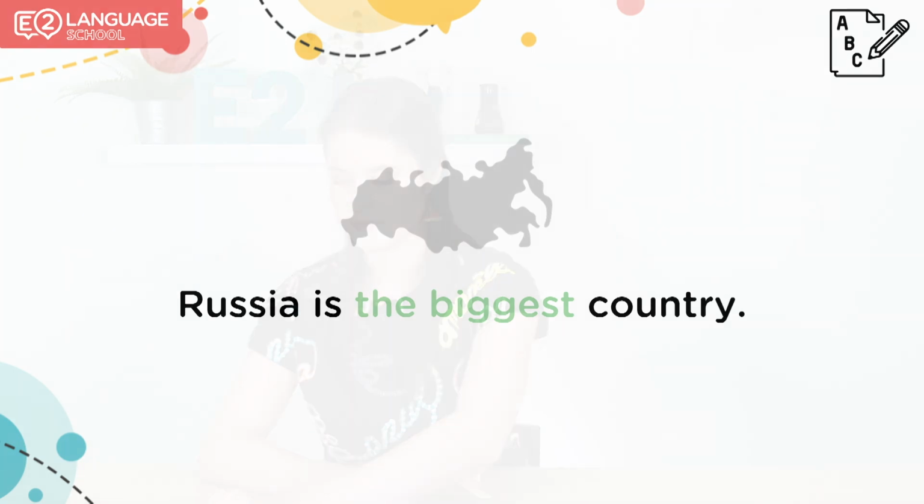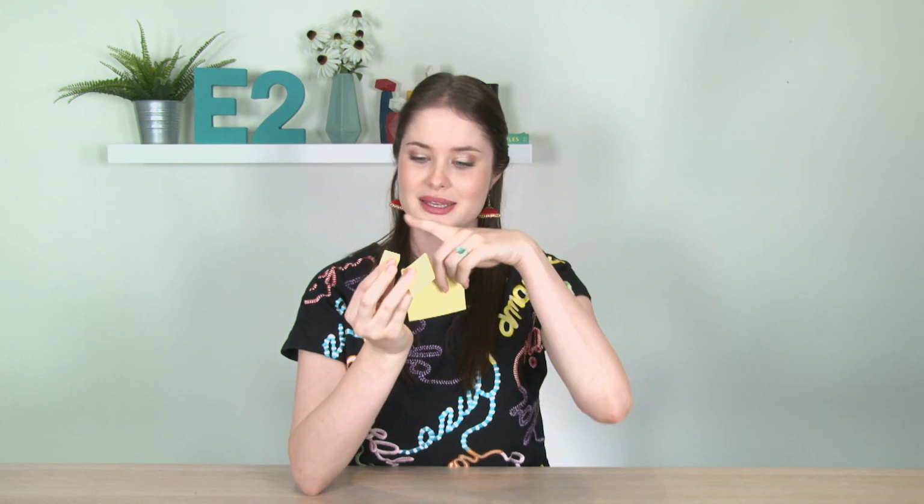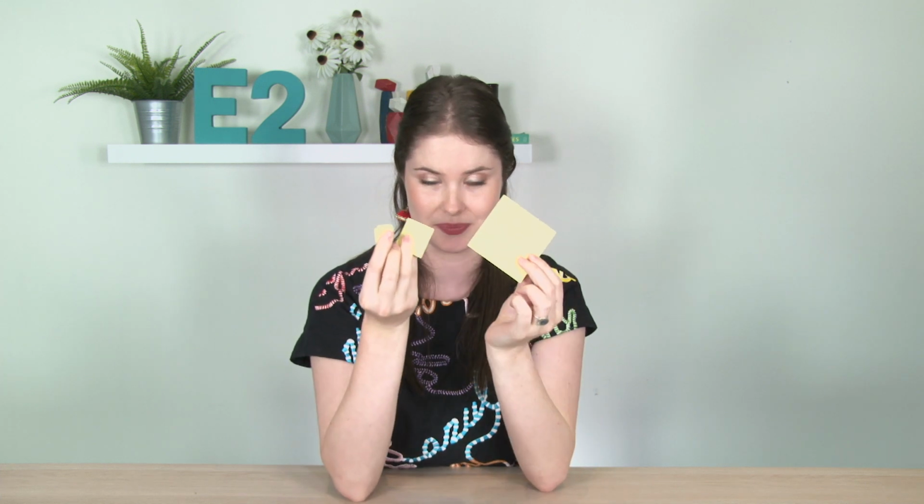Okay, I'd like to show you another example. Now, I have 3 pieces of paper. This one is the smallest of the 3 pieces. And this paper is the biggest or the largest. So we are comparing these 3 different things. We're comparing the size of these 3 things.